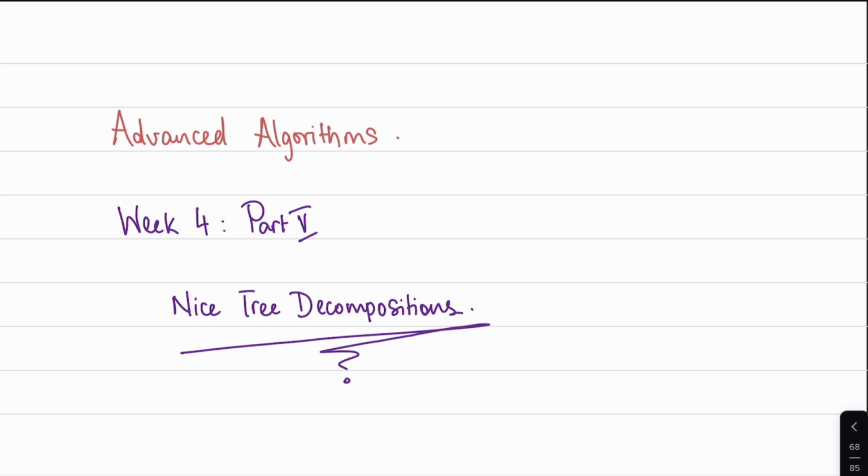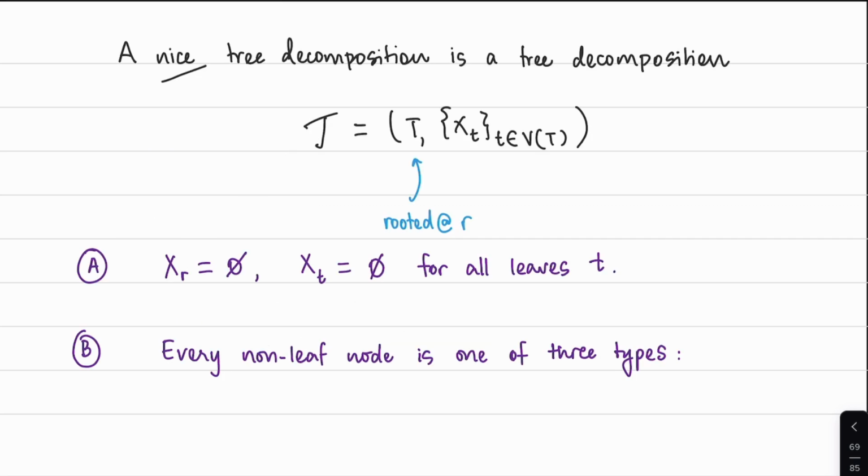If you followed along so far, then you should find the discussion in this video fairly approachable, and in fact you'll probably end up predicting a lot of what I'm going to say when it comes to building up the DP solution. So let's get started with the definition of a nice tree decomposition.